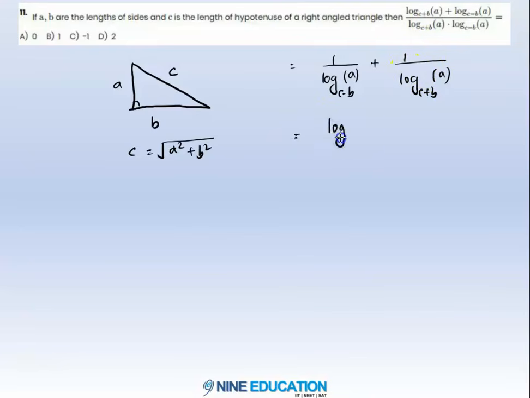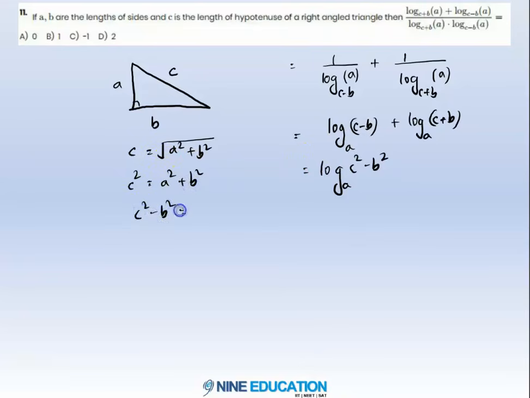Now if we use the base change formula, this base will become a and this will become c minus b, then plus log base a, this will become c plus b, and we can apply the log property, so it will become c square minus b square. From Pythagoras theorem, we can write c square is equal to a square plus b square. c square minus b square is nothing but a square. So this is nothing but log base a square. As per the property, this is 2 times log base a, which is 1. So the answer is 2. Option D is correct.